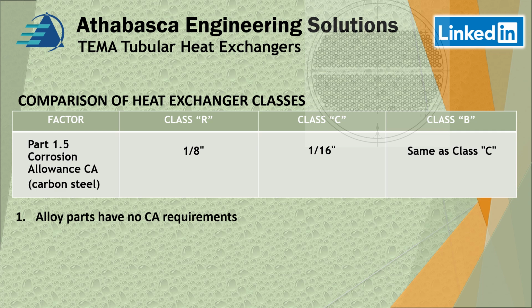Now there's a couple notes here. Alloy parts do not require corrosion allowances. And Class R, for which cast iron fits in, would have a corrosion allowance of 1/8 of an inch. And for Class C and B, you would use 1/16 of an inch.